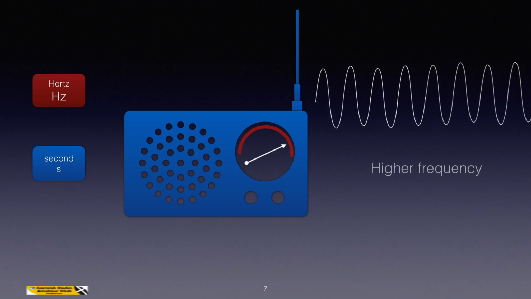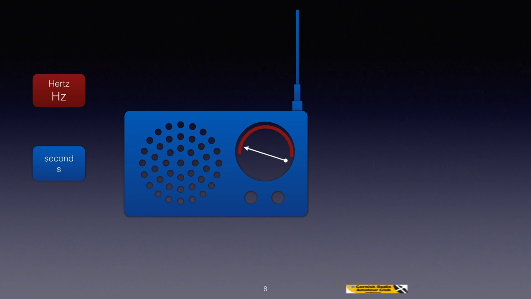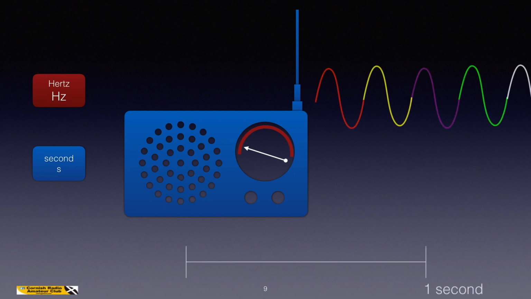If we tune back down again, we go to a lower frequency. And that's a good image to keep in your mind as you go through the course. If we change the color of each one of the cycles to distinguish between them, we can see that one cycle starts at 0, goes fully positive, back through 0 to fully negative, and back to 0. And that is what we call one cycle. That's one cycle of the electromagnetic radiation that's carrying the music or speech that we're listening to.